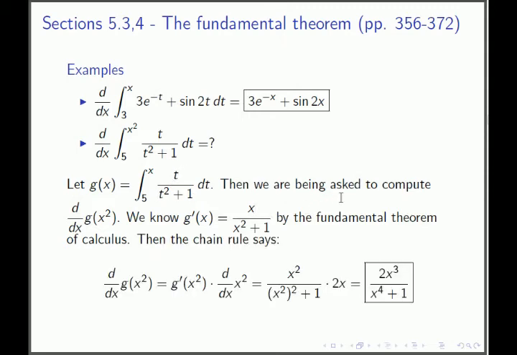Okay, well then we can apply the chain rule. The derivative of g of x squared is equal to g prime of x squared times the derivative of x squared. That's the chain rule. And now we can focus on these separately. We already know what g prime is. It's this fraction here, x over x squared plus 1. And so plugging in x squared to that, we get x squared over x squared squared plus 1. And the derivative of x squared is equal to 2x, and now we can simplify to get this.